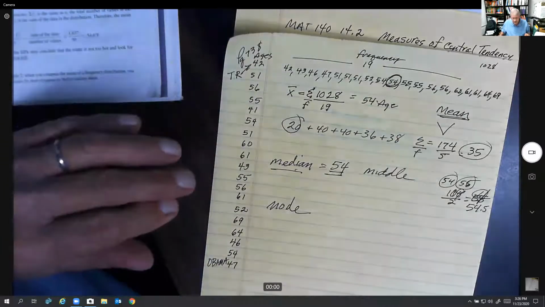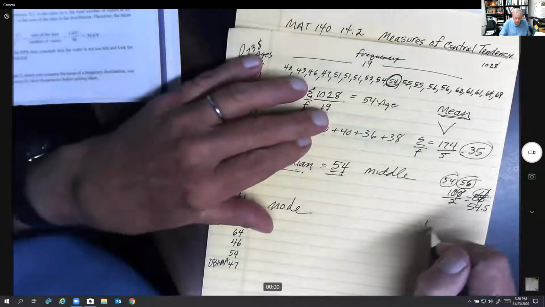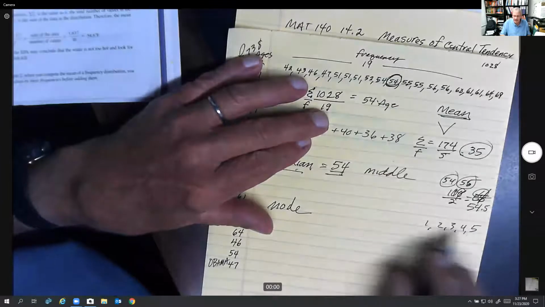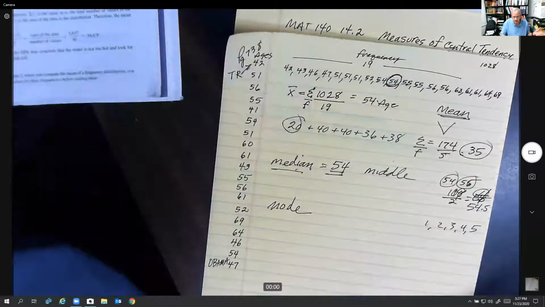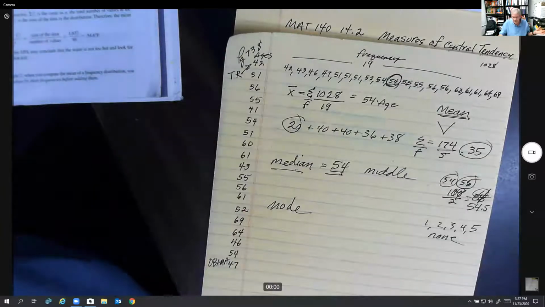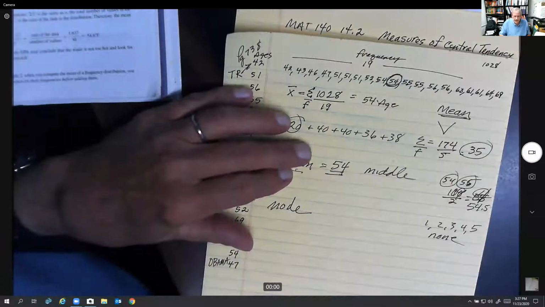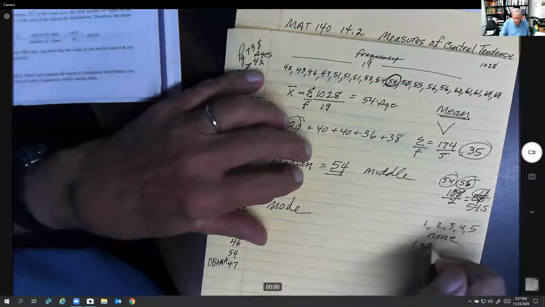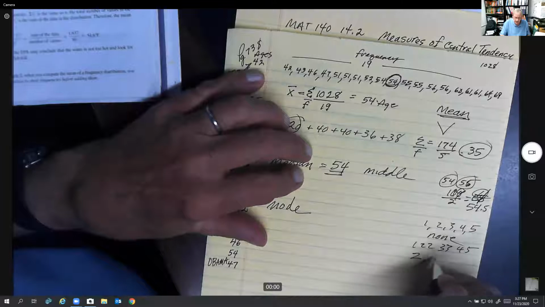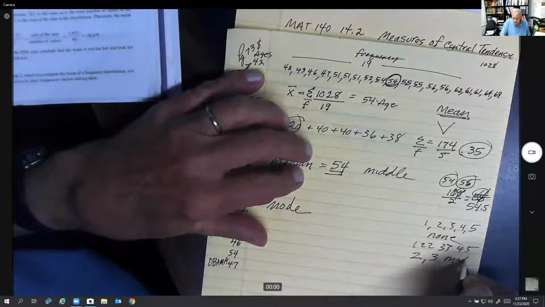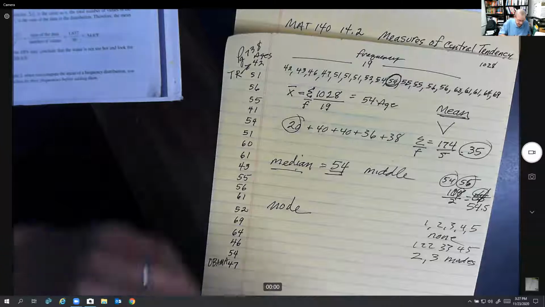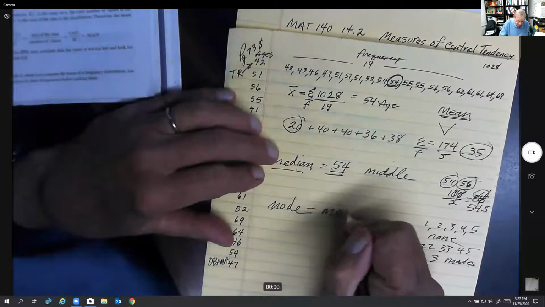Now, sometimes maybe we're doing the numbers 1, 2, 3, 4, 5. Then the mode would be none. None of these numbers occur more than one time. So we would say there's no mode. If we had 1, 2, 2, 3, 3, 4, 5, then 2 and 3 could both be modes. You could have more than one mode. The mode is the number that happens the most.